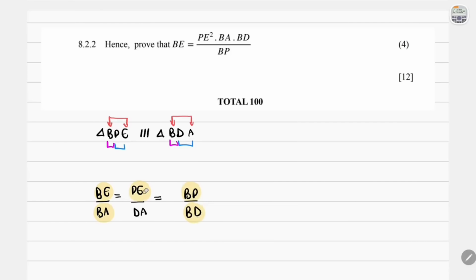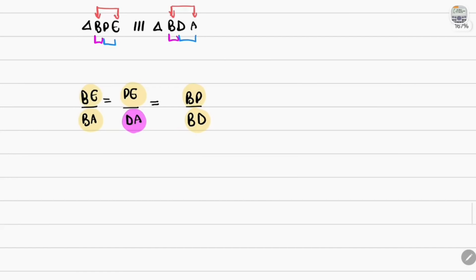And then, of course, we have PE, which we can use twice because we can just use this ratio twice. So the only thing that would be out of place is DA. But that will not be a problem if we use this twice. So here's what I mean by using it twice.